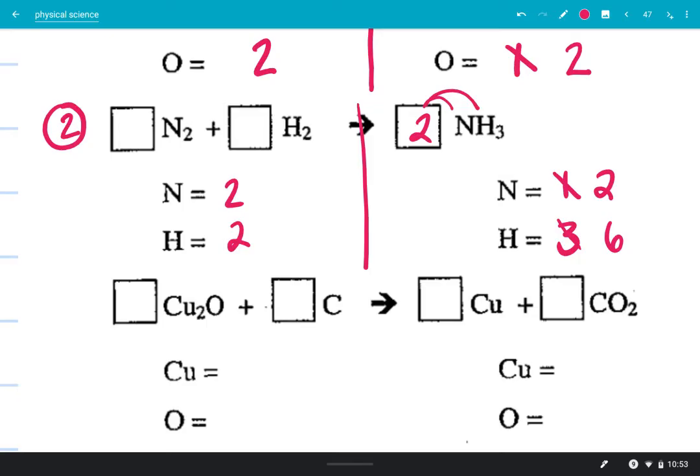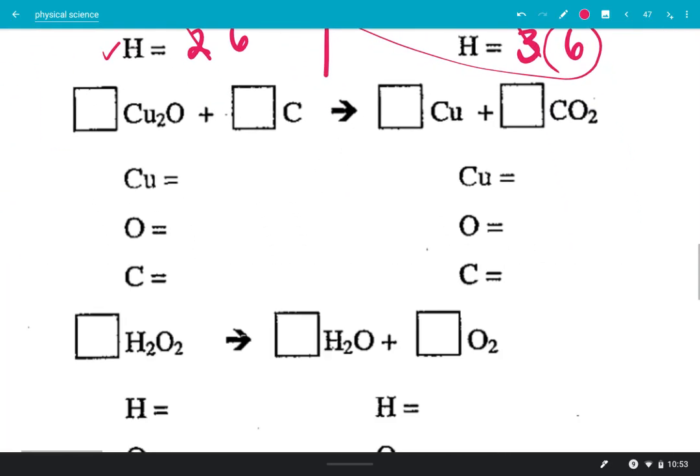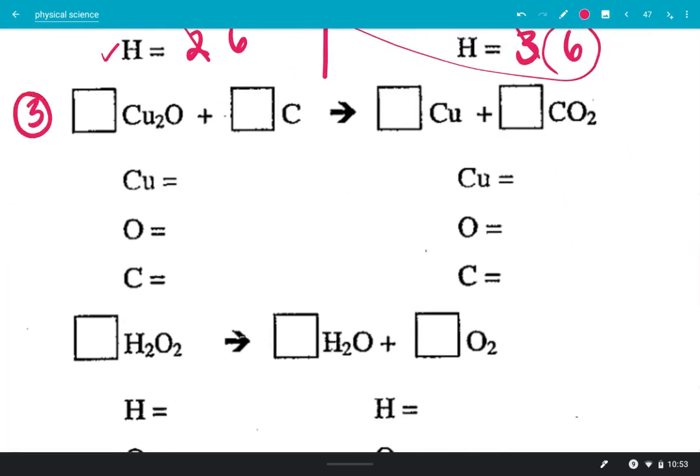So now my nitrogens are good, but my hydrogens are not. So I need to go, all right, so how many sets of that do I need to make 6? What times 2 is 6? My answer to that is 3. So now 3 times 2 is 6. I've got 6 of those. Those are good. Again, you can either leave the N2 blank or you can put a 1 right there. It doesn't matter. Next, we'll call this question 3.